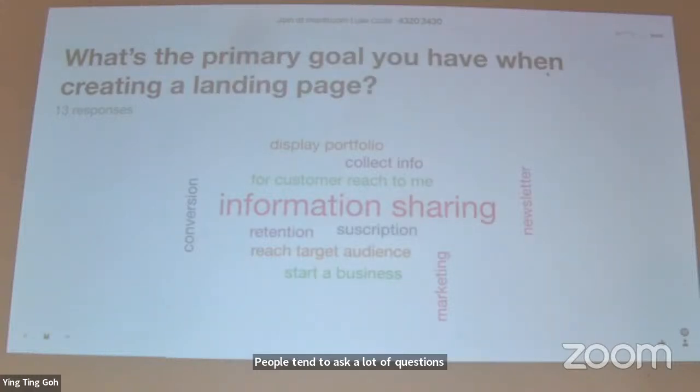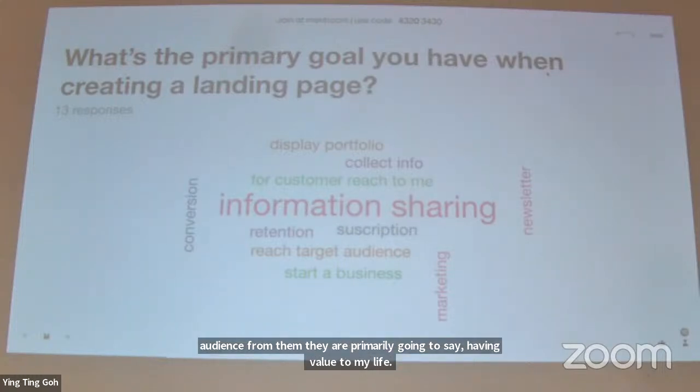When we want anything from them, they are primarily going to say, how is this going to add value to my life? And so it's very important to consider your target audience.